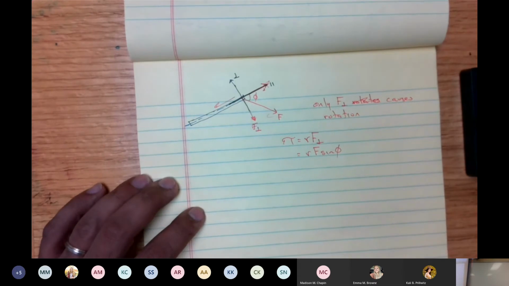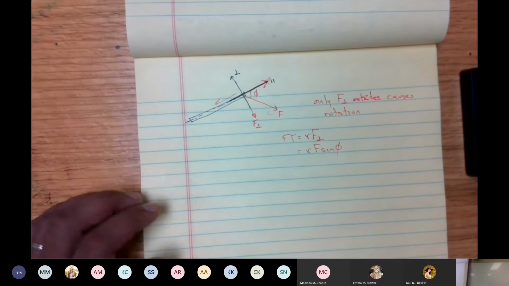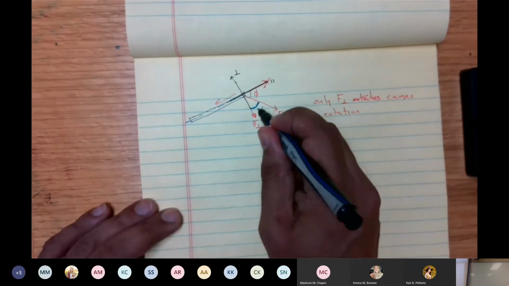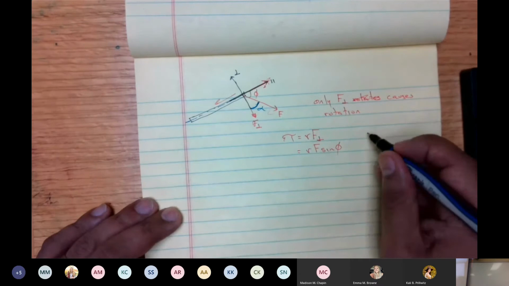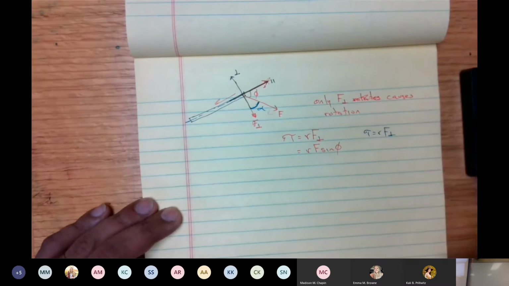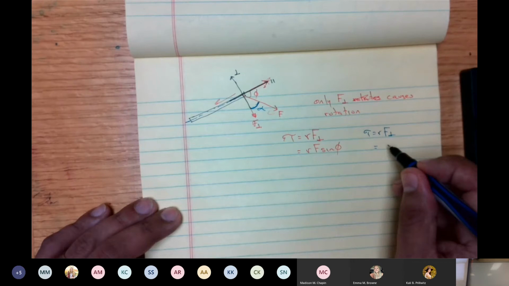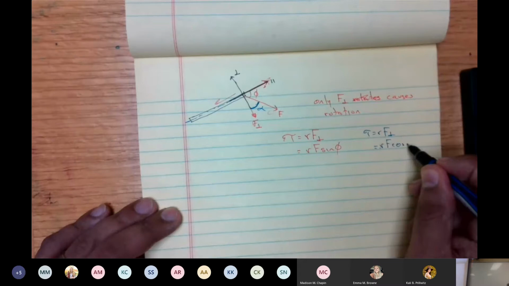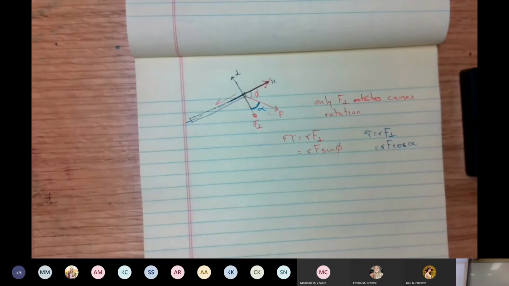If I give you a different angle, for example, that angle alpha, then the torque will be r. It still will be the same. I need a perpendicular component, but now the perpendicular component, I can calculate it as r F cosine of alpha. So you have to be careful with what angle you have. What you need to calculate is that perpendicular component of the force.